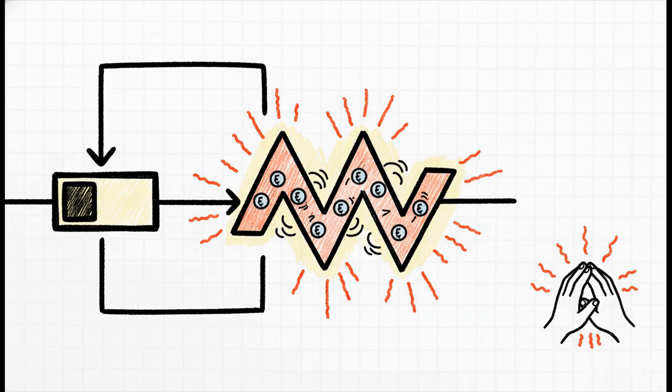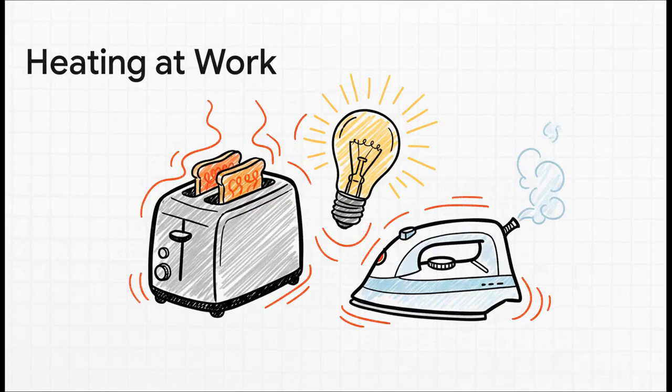Now, sometimes this heat is an unwanted side effect, like in your computer, but sometimes that heat is the entire point. And this effect is at work all around you. A toaster? That's basically just a special high-resistance wire that's designed to get incredibly hot. The same goes for an electric heater or an iron. Even an old incandescent light bulb works this way. It's just a tiny wire, the filament, being heated until it actually glows.